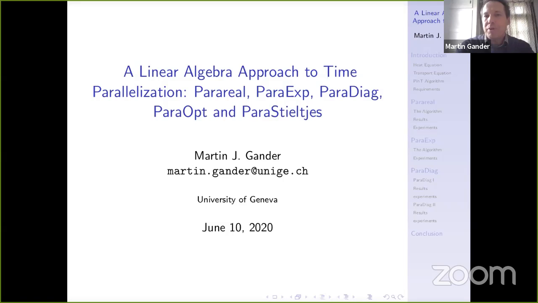ParaDiag is a family of algorithms that Shulin Wu has been working on a lot. I have been working on this as well. It originally goes also back to Yvon Maday. ParaOpt and ParaStieltjes are 2 more recent algorithms that I will only be able to mention towards the end, but not explain in detail. Most of these algorithms have been developed at the PDE level, and most of the analysis has been done at the PDE level.